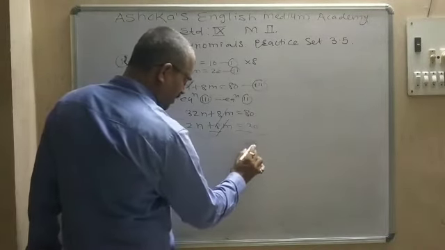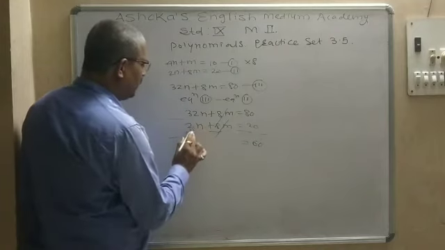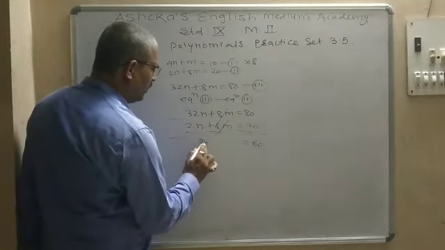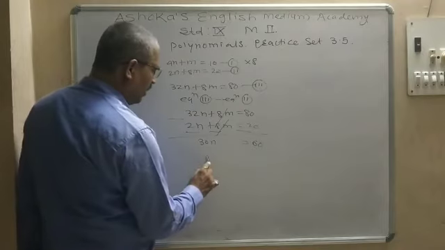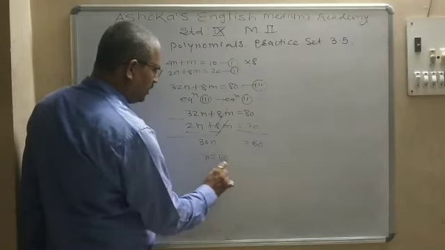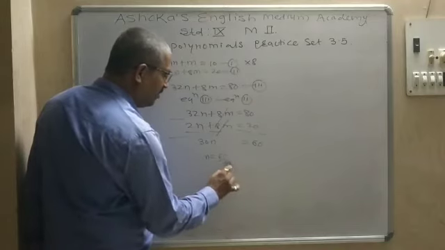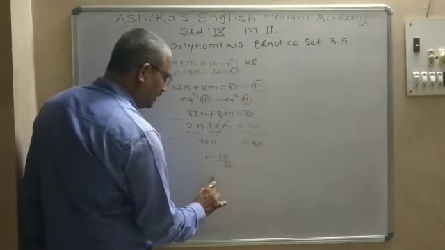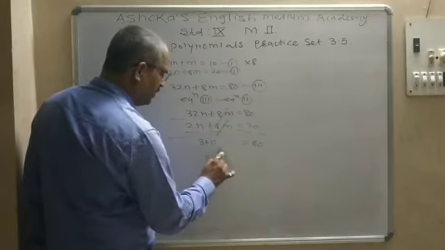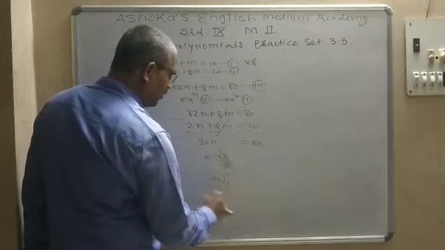80 minus 20 means 60. 32n minus 2n means you will get 30n. Therefore 30n is equal to 60. This 30 is multiplied, when it goes to the other side it becomes division, 0 and 0 cancel. 3 ones are 3, 3 twos are 6, so n is equal to 2.